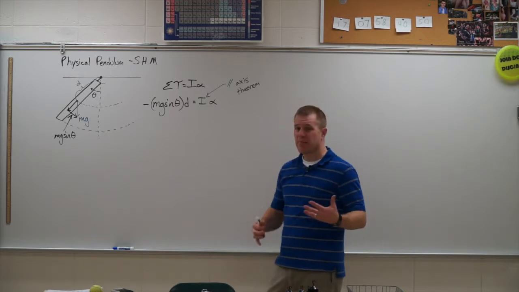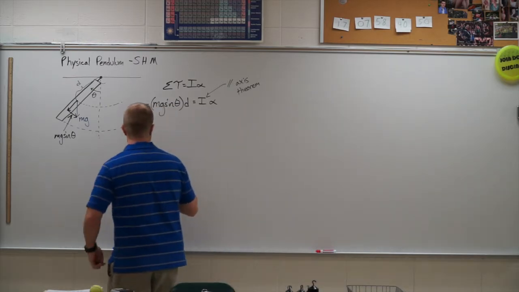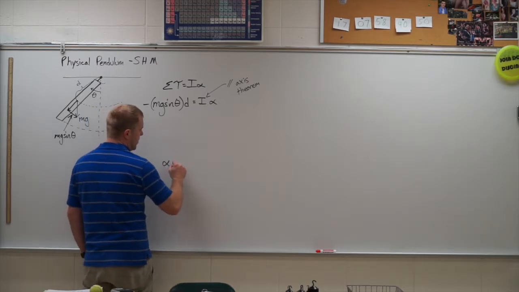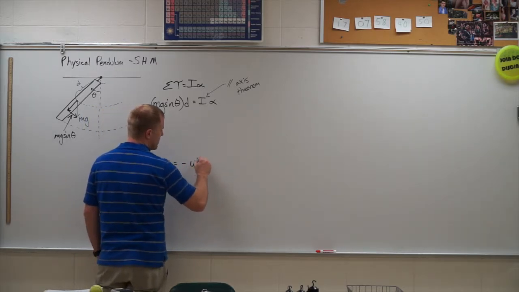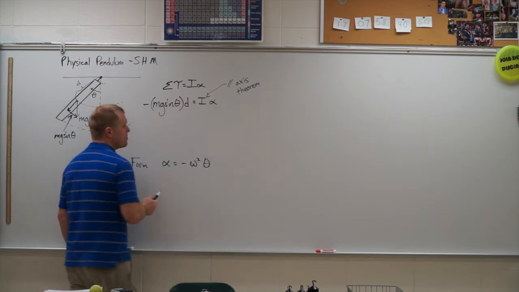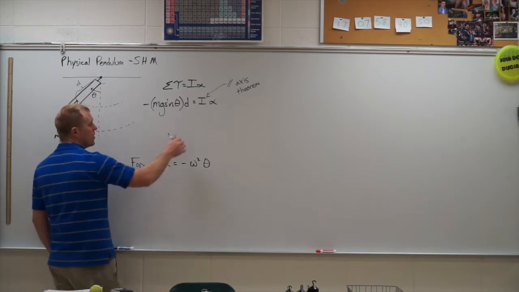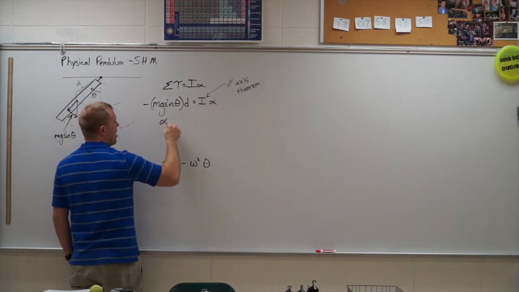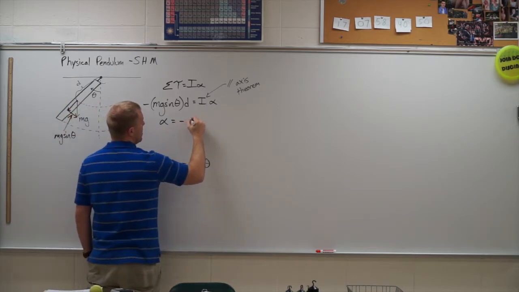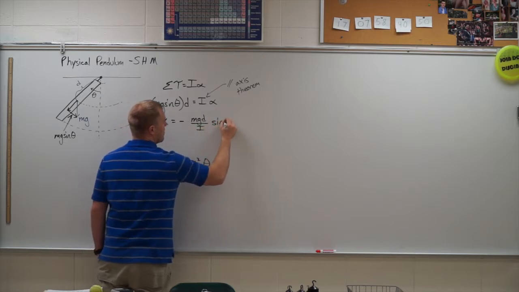All right, so let's go ahead and make our next step. Again, we are trying to get to that point where we have the form of alpha is equal to negative omega squared, where omega is that angular frequency, remember, times theta. So that's my goal. I want to get to this format here. So what we're going to do is we're going to get alpha by itself. So I have alpha is equal to, and I'm going to put everything else on the other side. So I have negative mgd divided by I times the sine of theta.